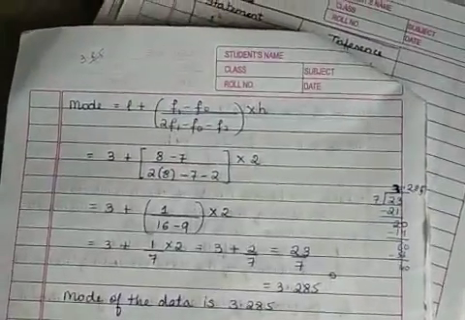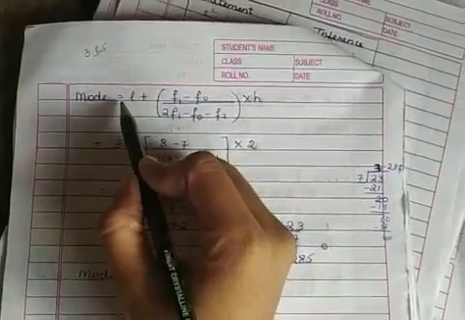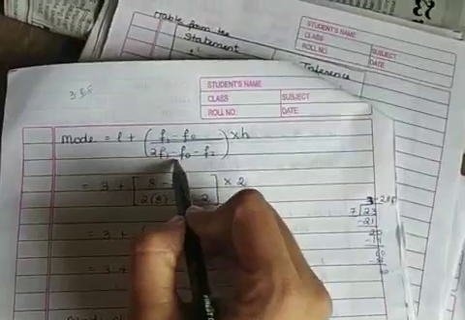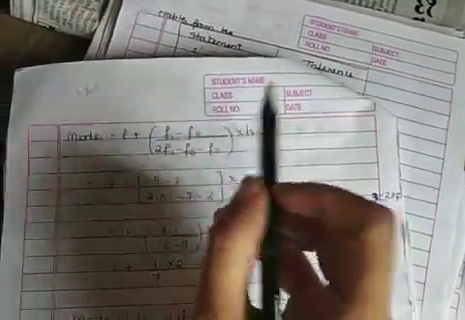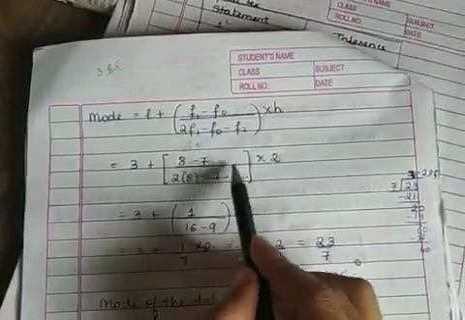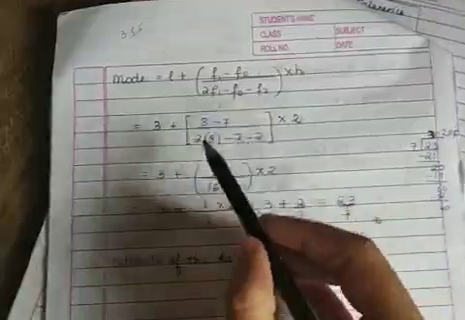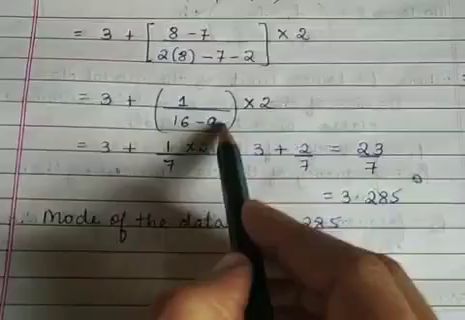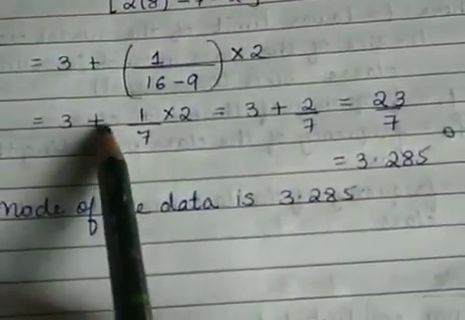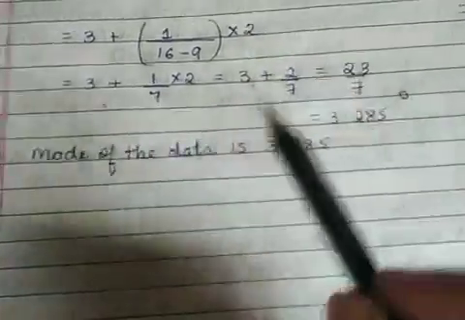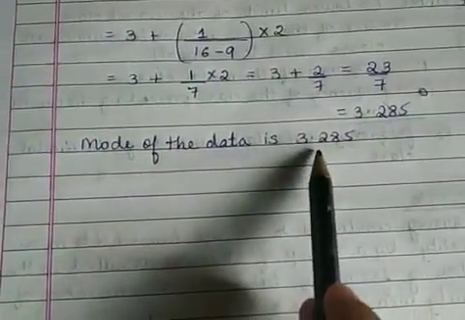Now let us find the mode of this data. The formula, as you know, is mode equals L plus (f1 minus f0) upon (2 times f1 minus f0 minus f2), multiplied by h. Let us substitute all the values. We get 3 plus (8 minus 7) upon the denominator. On simplification, the 2 is multiplied only with f1, not the entire thing. So you have 3 plus 1 upon 7 into 2. On simplifying you get 3.285. So the mode of the given data is 3.285.